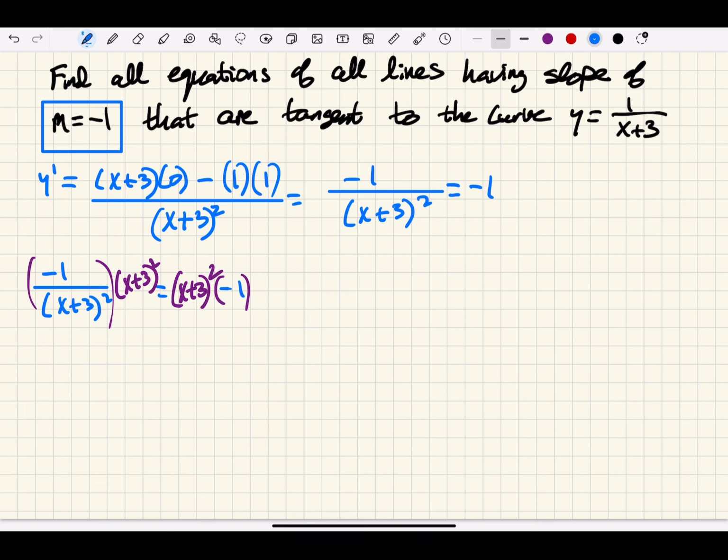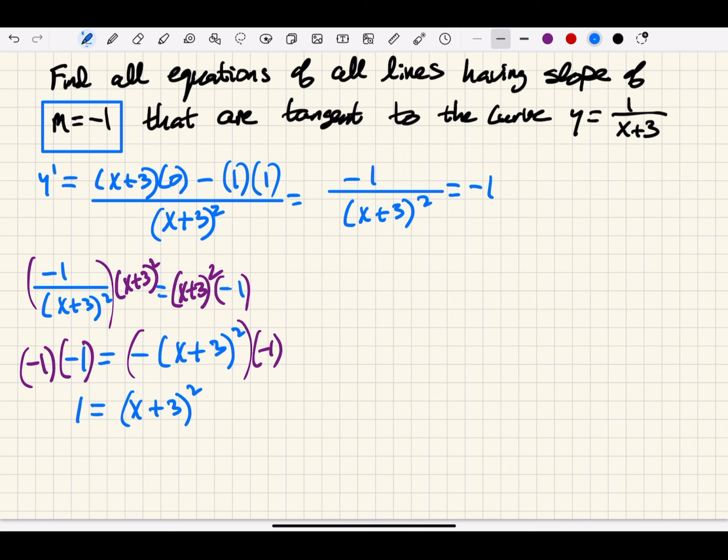And in doing that, we find -1 equals the opposite of x plus 3 squared. We could multiply both sides by -1, and we would wind up with 1 equals x plus 3 squared. Now we could square root both sides, and we would have to remember to apply a plus or minus on one side. So now we would have plus or minus 1 equals x plus 3.